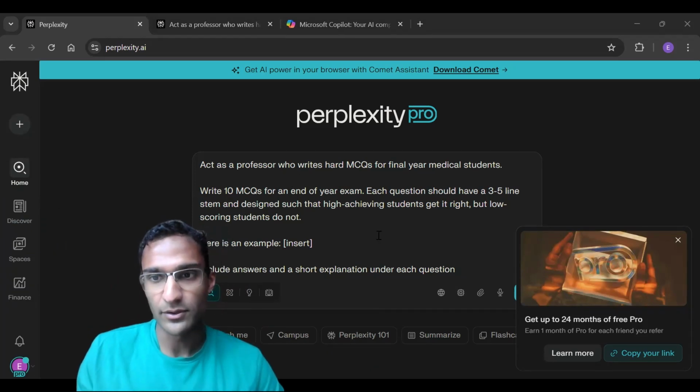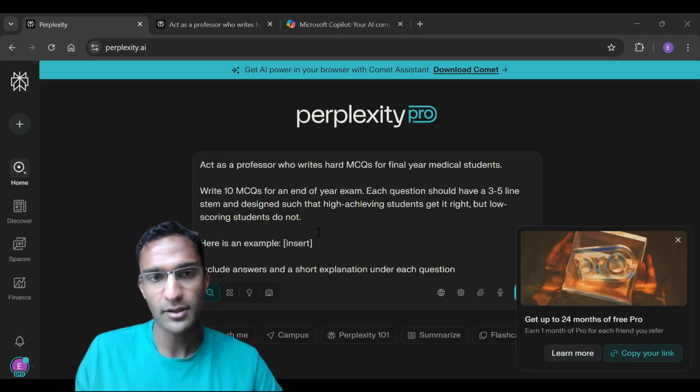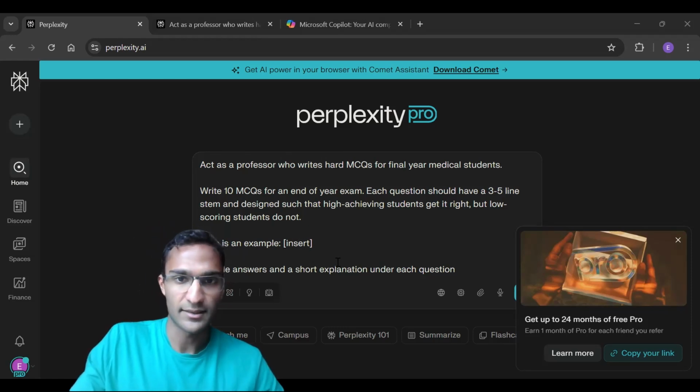So this is the stem I've used. I think it's important, if you are generating complicated stems, to experiment with this quite a bit. I'll include this in the description, but I think you can definitely tinker with it to make it better. I've asked the AI to act as a professor who writes hard multiple choice questions, and included the format that I want. The example you can get from any practice exams that you have, or maybe you're using a free online question bank like Geeky Medics or something like that.